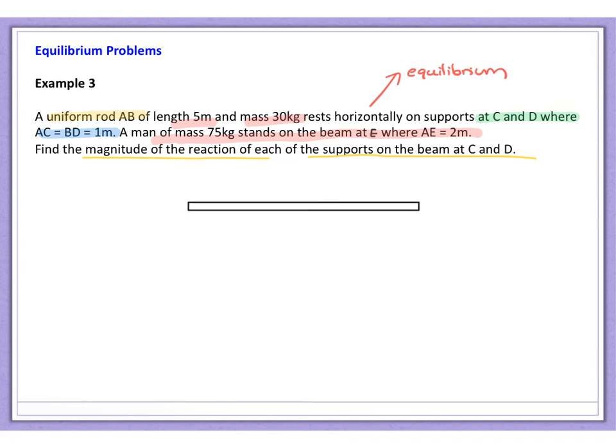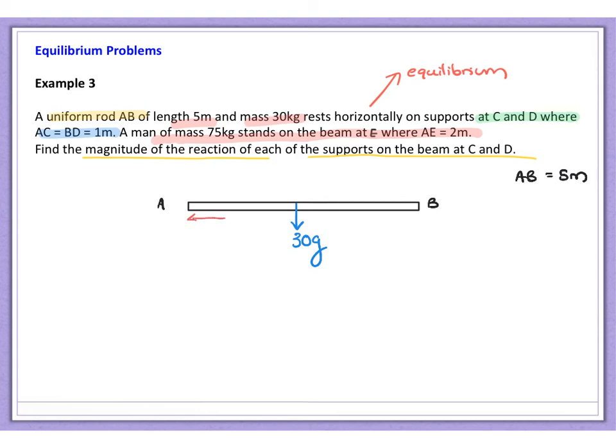So here's our uniform rod, AB, and I'll write by the side AB equals 5 metres. So it's got a mass of 30 kilograms. Now because it's a uniform rod, this means that the weight of the rod will be at the direct midpoint of the rod, acting at the direct midpoint. So we can draw in that 30g force there, which is the weight of the rod. Now, AC equals 1 metre.